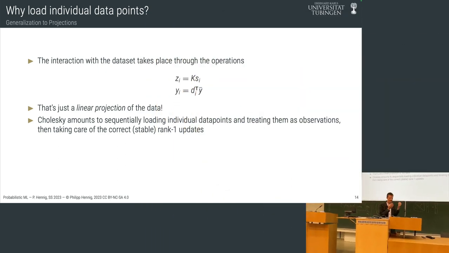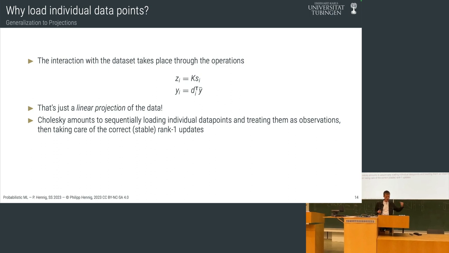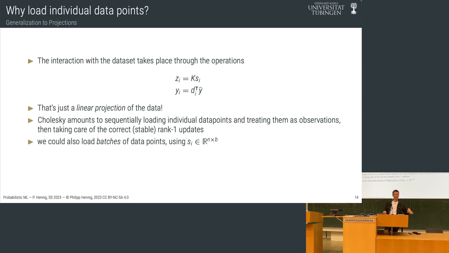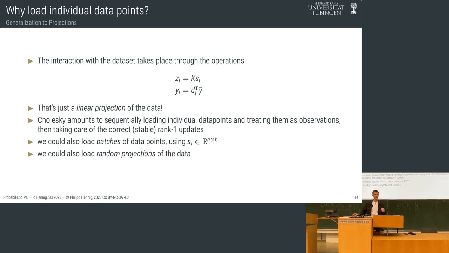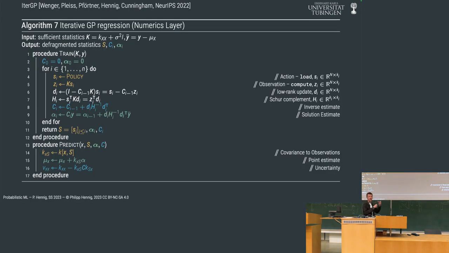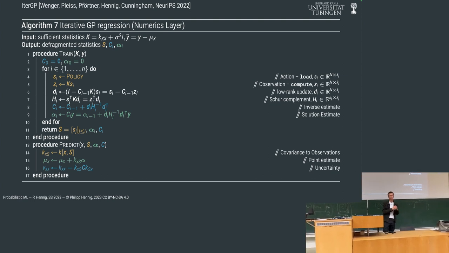So Cholesky is literally just sequentially loading individual data points. But we could also load, for example, multiple data points in one step, then it would be block Cholesky. This is actually an algorithm called block Cholesky. But we could also load projections of the data, right? So we could actually have something called a data loader that is worth that name, that really goes through the data set and somehow smartly decides which of the data to load and how to weigh them relative to each other.